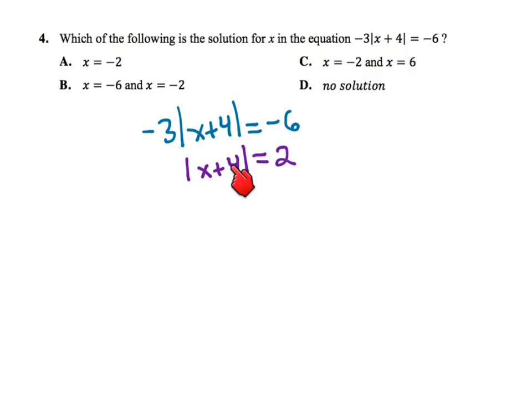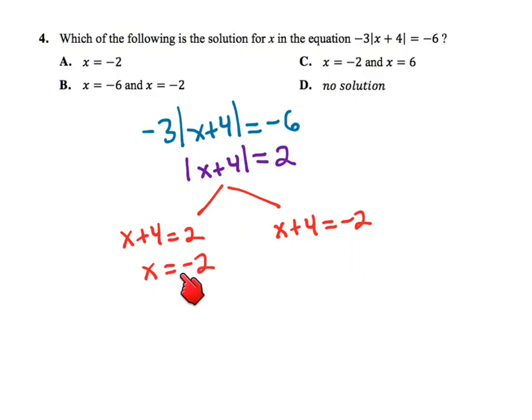Okay, so what could be inside these absolute value symbols in order to get 2? Well, it could equal 2, or what else could be in here? Negative 2. So here I'm going to split into my two solutions. x plus 4 equals positive 2, but x plus 4 could also equal negative 2. Solve each one for x. Subtract 4 from both sides. x equals negative 2 on this side. Subtract 4 from both sides here. x equals negative 6. There are my two solutions.